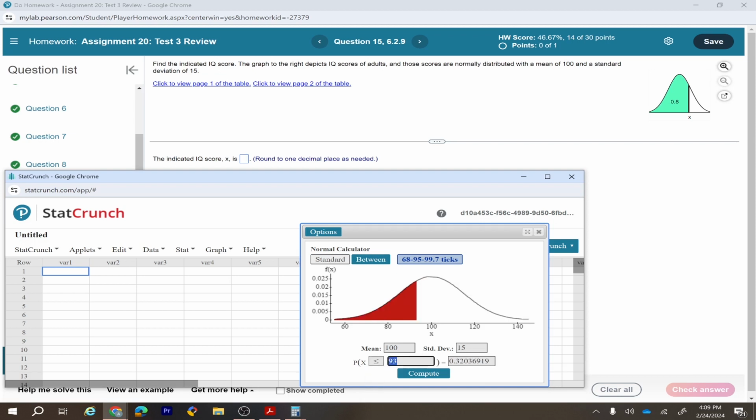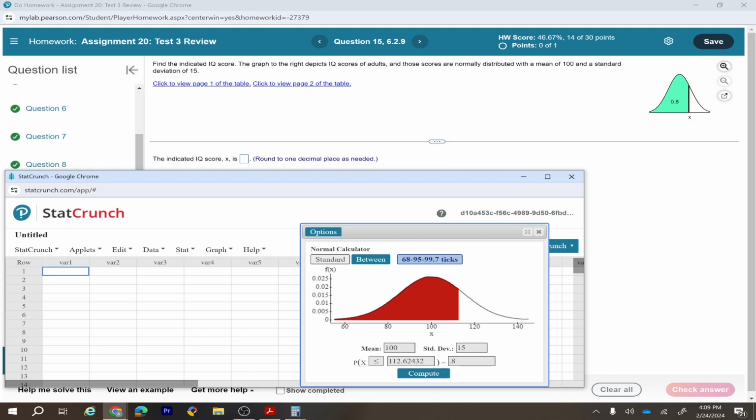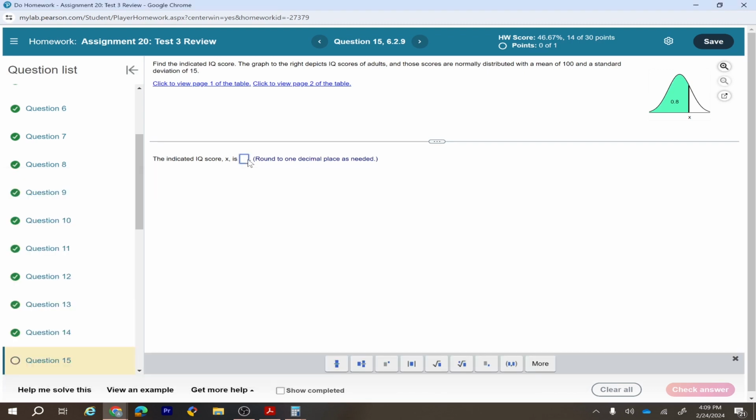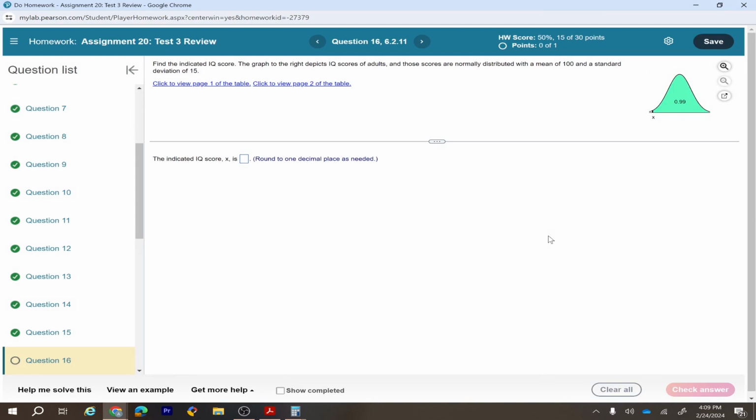We don't have this IQ test value. We need to find this value, the middle one, but we have been given the area, 80%. So that is 112.62. If you round it to 1 decimal place, 112.6. That is the IQ level for that 80% area.